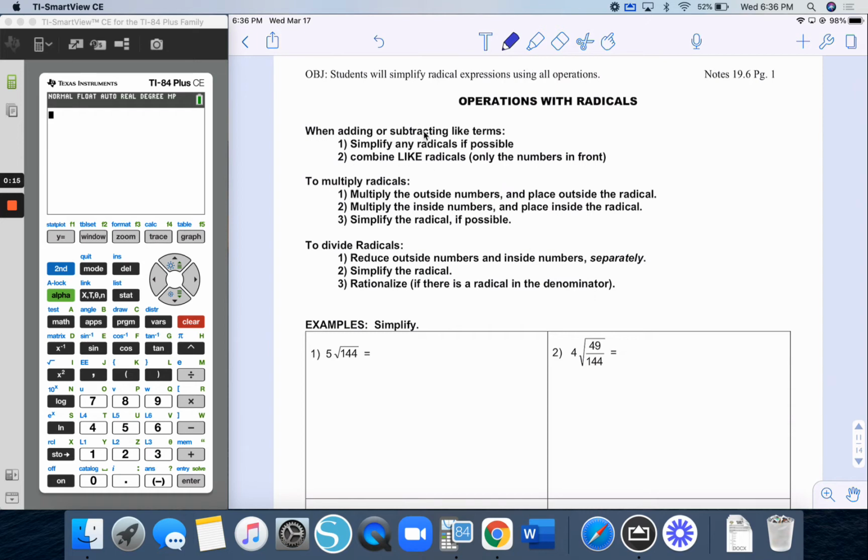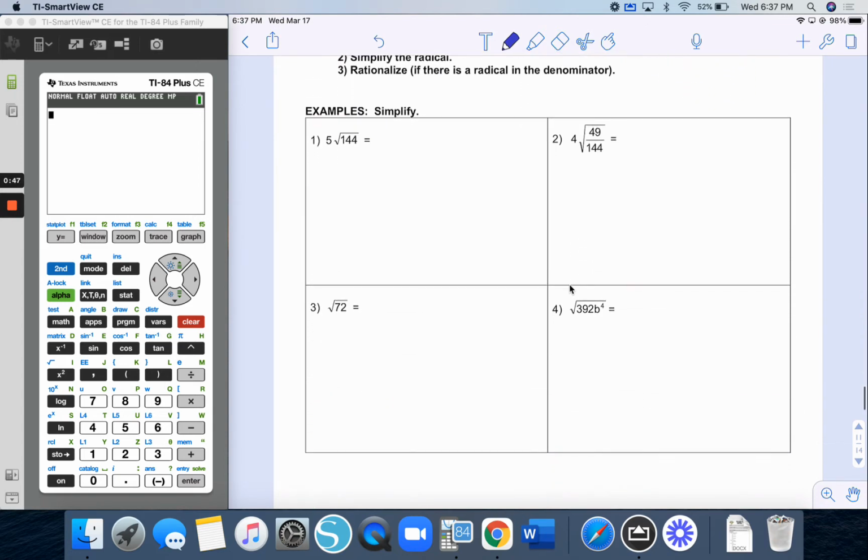If you're adding or subtracting, you try to see if you can simplify if possible. Only combine the numbers in front if you have the same square roots. Multiplying, we multiply outside and outside, inside and inside, and then simplify if possible. And then dividing, we reduce outsides and insides, simplify if possible, and then rationalize if there is a radical in the denominator. Remember, all of these we want to check in the calculator first. No matter what the problem is, no matter what the operation is, you always want to check in the calculator.